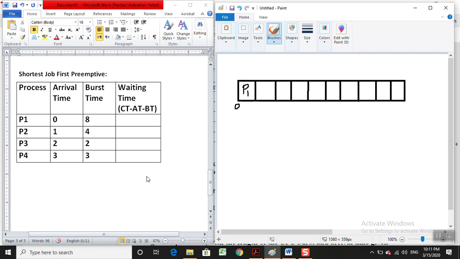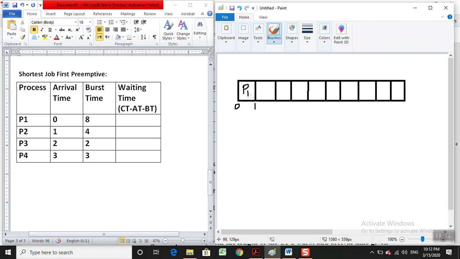Anyway, we are not concerned with that now. We don't have these values actually. Only P1 is available at 0. Understood my point? At 0 milliseconds, there is only one available process, that is P1. Okay, and now P1 will be scheduled, and the process P1 will continue its execution, let us say for 1 millisecond. Why? Because at 1 another process has arrived, that is P2.